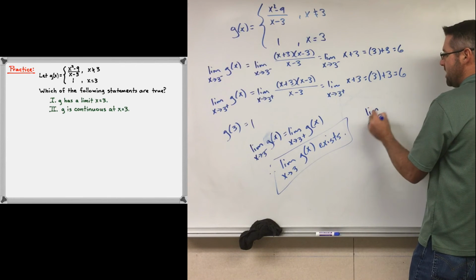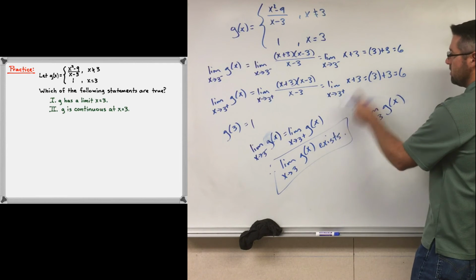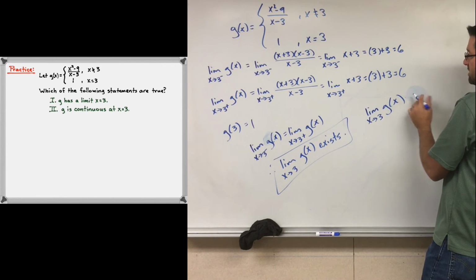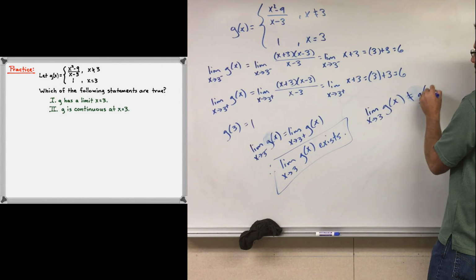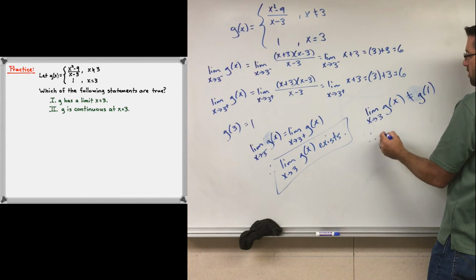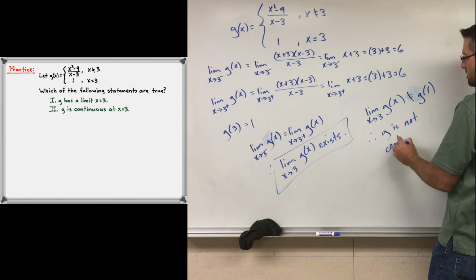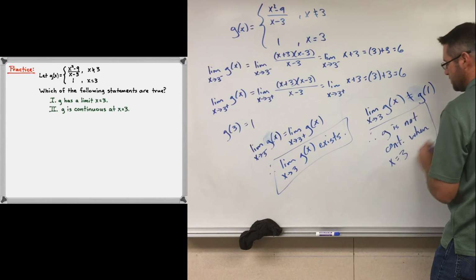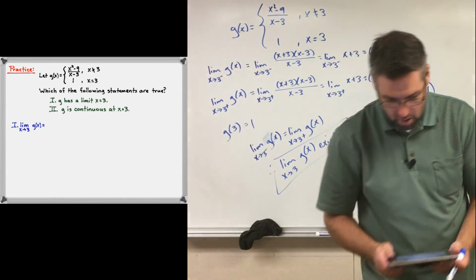Well, since the limit as x approaches 3 exists, it's 6, and it's not the same as g of 3, which is 1, we would say, therefore, g is not continuous when x equals 3. And so that's our answer there. So 1 is true, 2 is not. And that wraps up that problem.